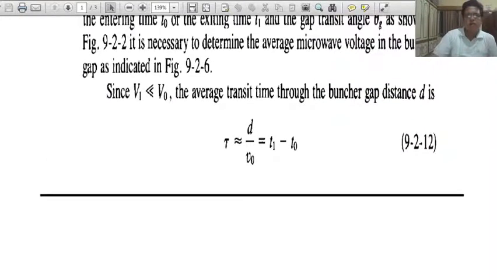Since V1 is less than V0, the average transit time through the Buncher gap distance d is simply, as you calculate time as distance upon velocity, d upon V0 equal to t1 minus t0.